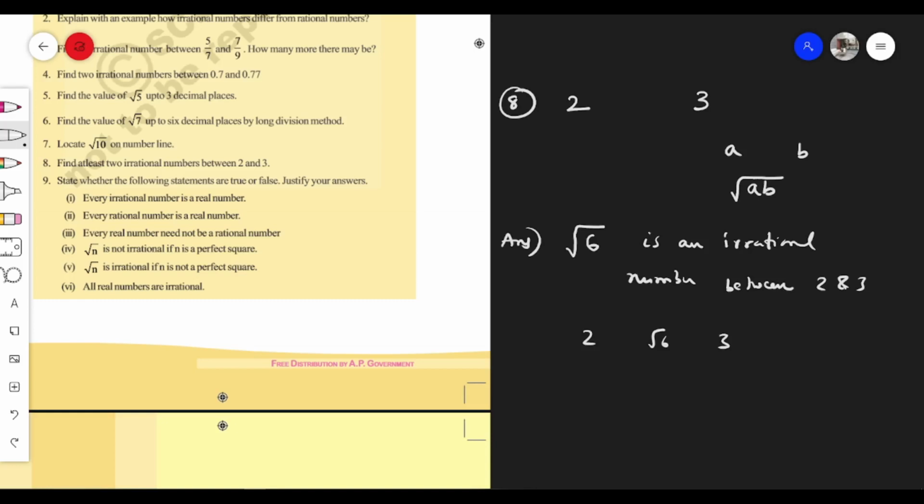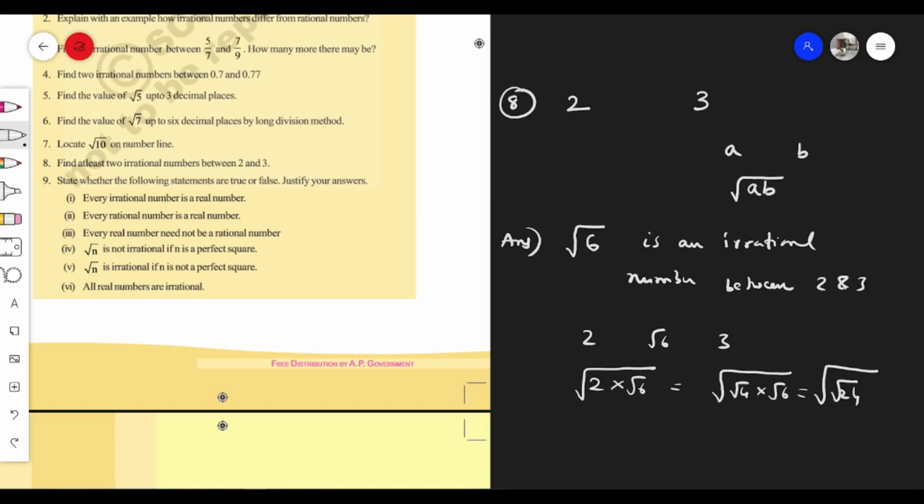Now to get another one, we multiply any pair of numbers here, take 2 and root 6, multiply them and find its square root. Then it is another number between 2 and 3. Actually it is specifically between 2 and root 6, but anyway it is between 2 and 3. So how do we multiply this? Square root of, make it square root of 4, and this is square root of 6. So this is square root of 24.